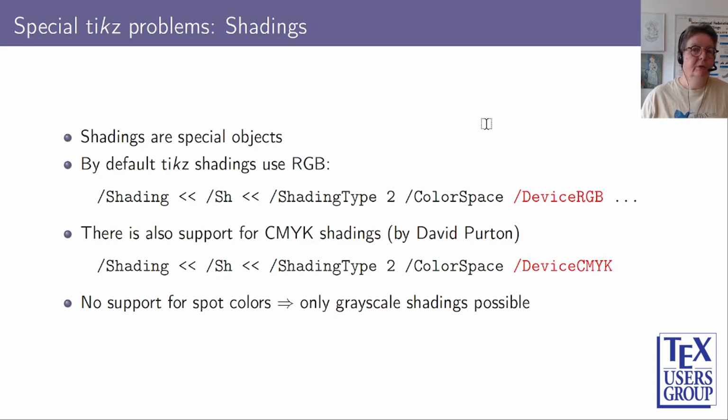Special TikZ problems. We had some shadings in the document. Shadings are not simply some color that is drawn on the page. They are rather special objects stored in the PDF. By default, the TikZ shadings use RGB. If you look in the PDF, you typically find such a shading object, and then somewhere there is the DeviceRGB instruction, which means this shading is RGB.